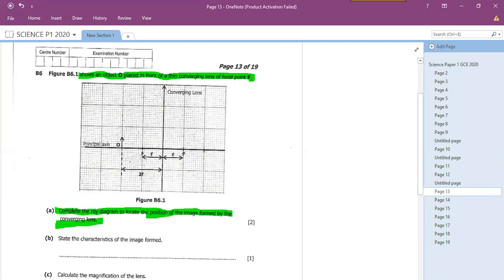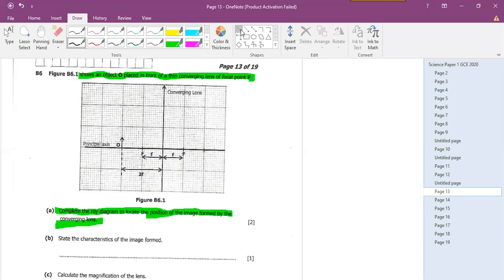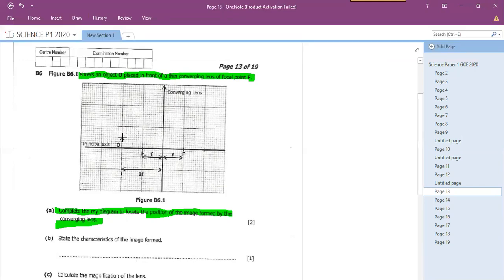So we have to construct 2 rays. The first ray has to be parallel to this principal axis here. Sorry, the principal axis is this horizontal line. So the first ray from the object is always parallel to the principal axis. So we can draw that first ray of light. Always it has to be parallel to the principal axis. So the first ray is going to come from this point there, and it's going to hit this line here, this vertical line, like so.